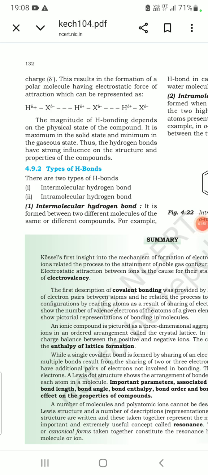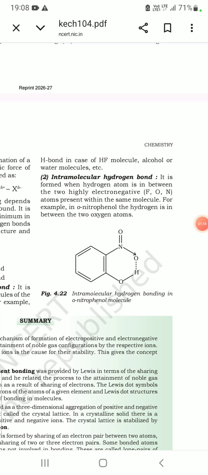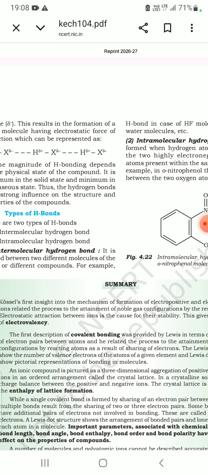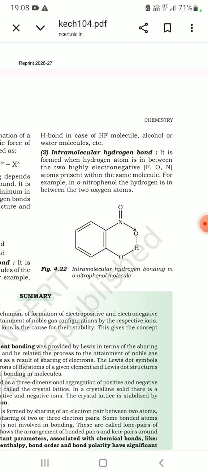Intermolecular hydrogen bonding examples are HF, hydrogen fluoride, and alcohol or water. These are intermolecular hydrogen bonding, which means it is formed between two different molecules of the same or different compound. Next is intramolecular, which means hydrogen bonding between two highly electronegative elements present within the same molecule. For example, in orthonitrophenol, the hydrogen is in between the two oxygen atoms, which is intramolecular hydrogen bonding.